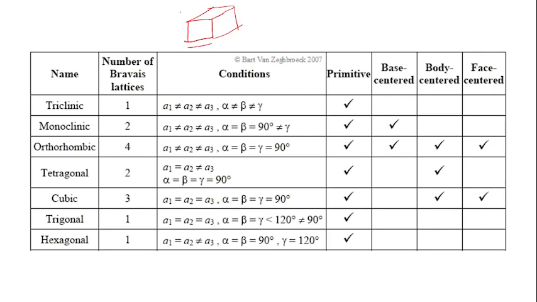One more thing which is also required to know to define a lattice is firstly the length. I have taken a simple cubic.